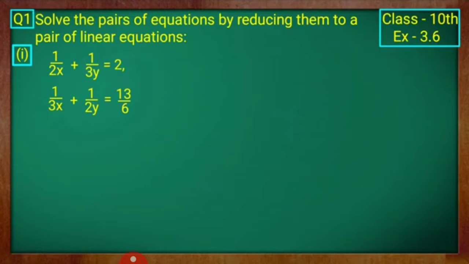In the first part it is given that 1 upon 2x plus 1 upon 3y is equal to 2, and 1 upon 3x plus 1 upon 2y is equal to 13 upon 6. In both the equations you can see the variables are in the denominator. So first of all we take these two equations as equation number 1 and equation number 2.